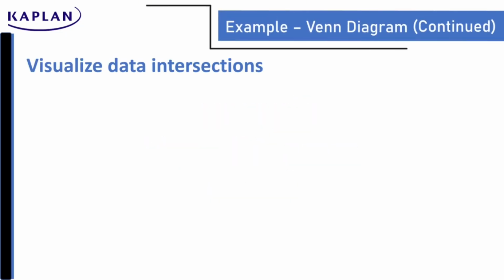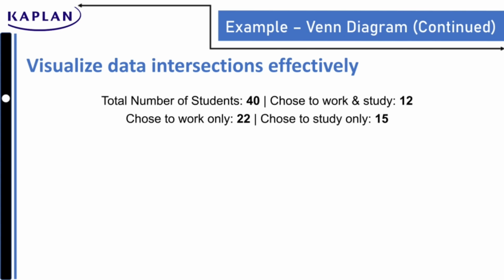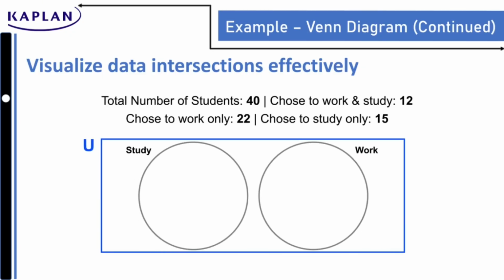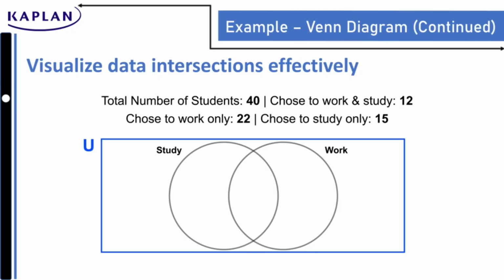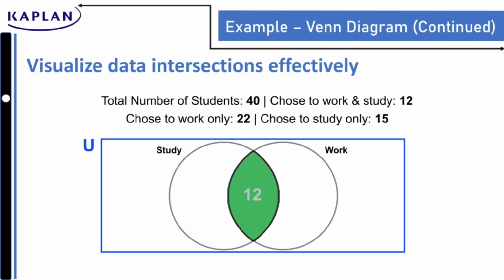Now, let's draw the Venn diagram. First, we draw a huge rectangle, the universal set, and two circles. One circle represents students who choose to continue studying, and the other represents those entering the workforce. Now, let's fill in the numbers. Total has 40 students. 12 students plan to do both. We place 12 in the area where the two circles overlap.